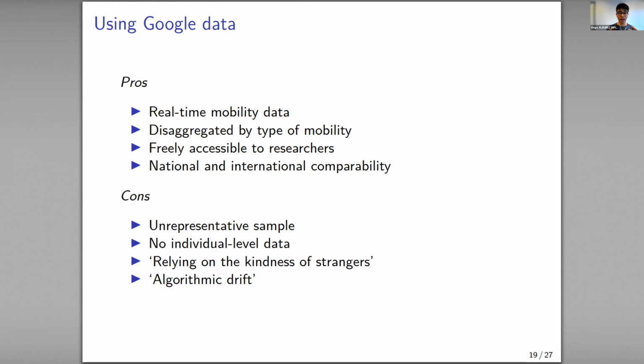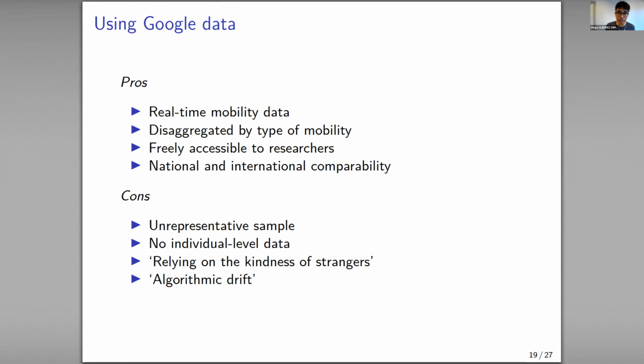Now, some of the cons is that the information that Google has and shares depends on who uses the product. And we know that the distribution of users does not necessarily represent the distribution of the real population. So people who are older or members of disadvantaged groups may be less represented in the data. They may also be at a higher risk of dying because of the pandemic. We also don't have individual level data, right? Because of privacy reasons, Google does not share this type of data. We only have aggregate data.